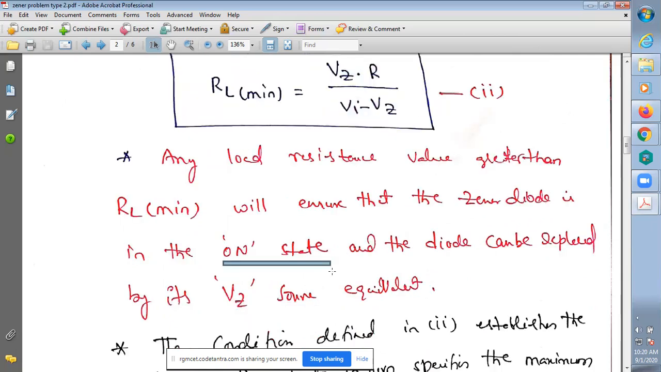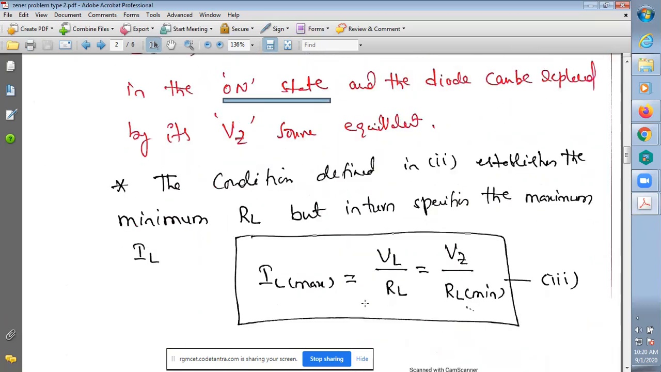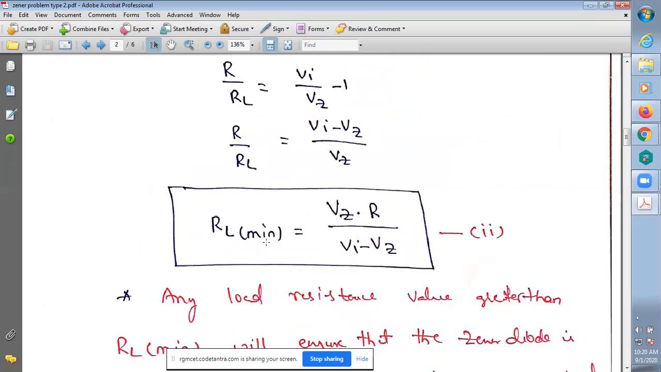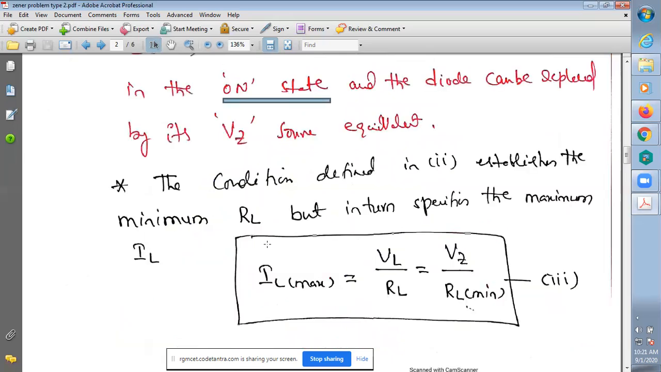And the diode can be replaced by its Vz, a voltage source equivalent. Once you know the minimum resistance, or minimum load, then what is the maximum current? IL maximum is equal to, what is the output voltage? Output voltage VL by RL. That is equal to Vz by RL minimum, right?